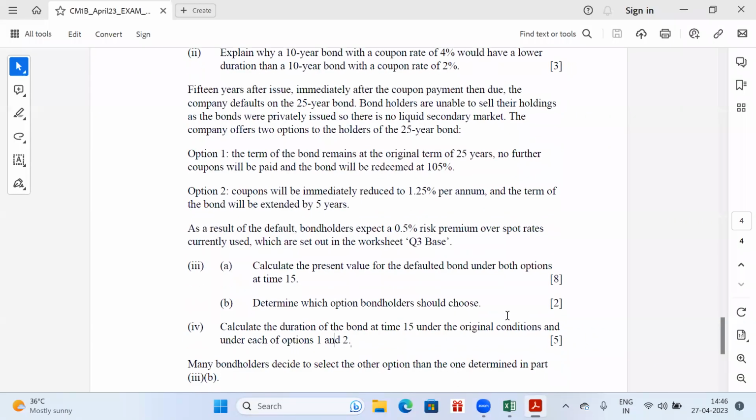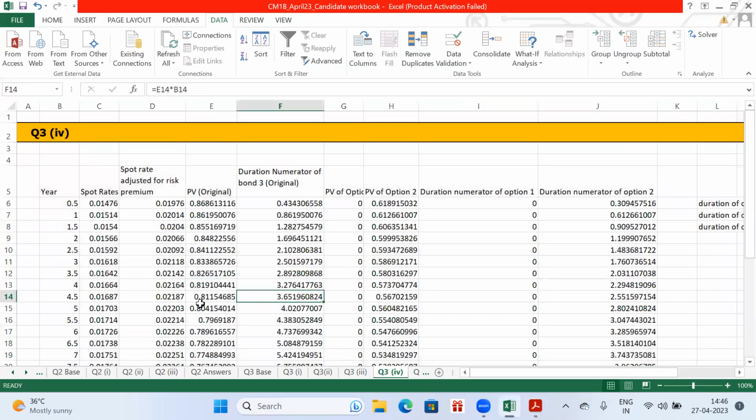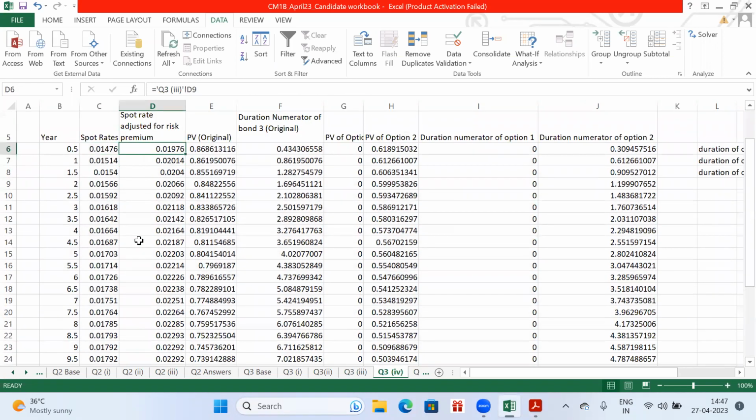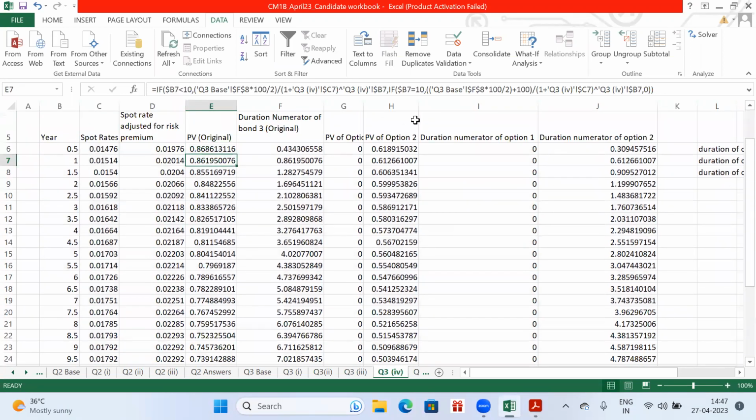Calculate the duration of the bond at time 15 under the original conditions and under each of options 1 and 2. So under original conditions, now we have only 10 years left. For those 10 years, we'll take out only those spot rates adjusted for risk premium. These are my original spot rates under original conditions.